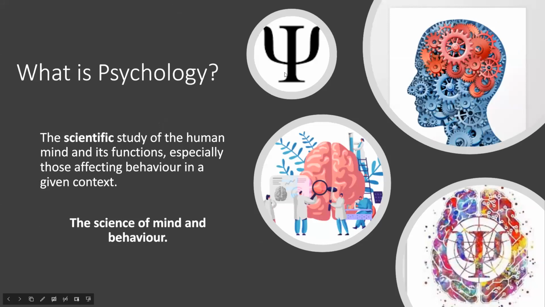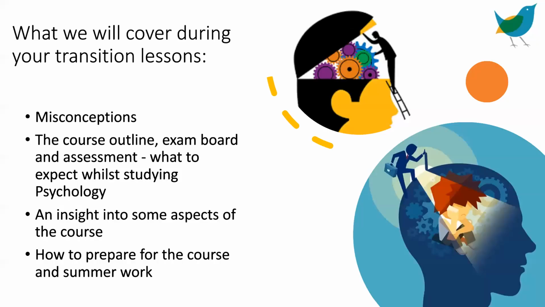So first things first, we need to think about what is psychology. Some of you might have done psychology GCSE, some of you may have not. When we think of psychology, we need to be thinking about how this is actually the scientific study of the human mind and its functions, and especially those affecting behaviour in a given context. Please note that here at the REN, we study psychology as a science A-level, okay? So we're looking at the science of mind and behaviour.